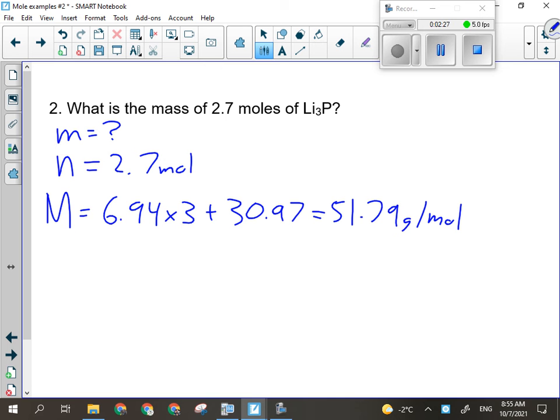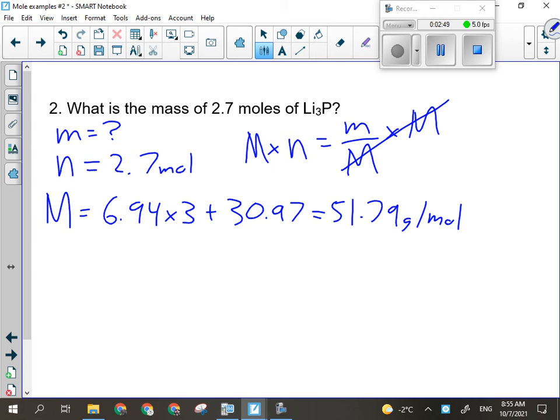So I have n, I have big M, I'm looking for little m. So n equals little m over big M. I need to get little m by itself, so I need to move big M. To move something, I perform the opposite operation. Multiplying will make it cancel. What I do to one side, I do to the other side. And now I have my formula.